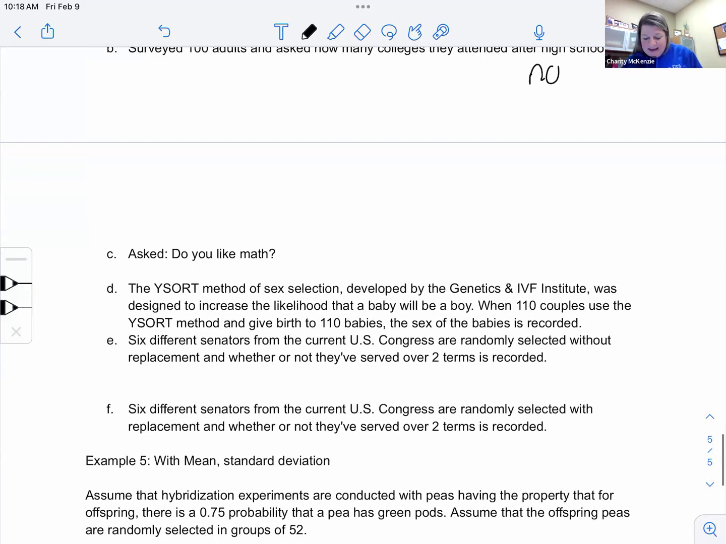So no. If I asked people, do you like math in general? Do you like math? Now, I don't necessarily have a fixed number of trials, but in general, yes. I would need to only ask so many people. You really could put no because you don't have a fixed number of trials, but in general, if I have a fixed number, yes, that one would work.